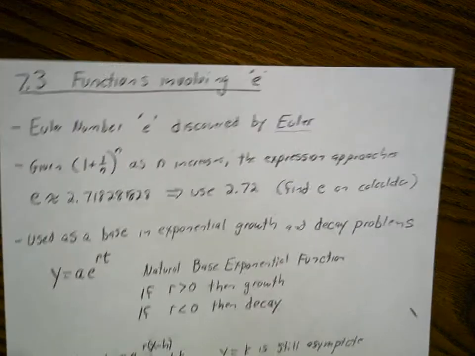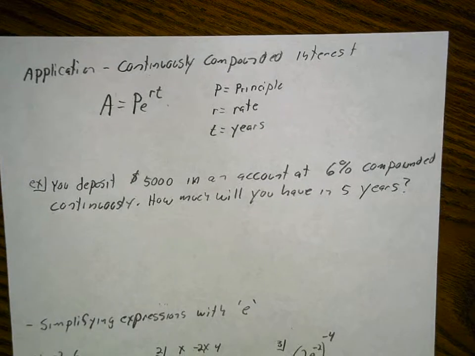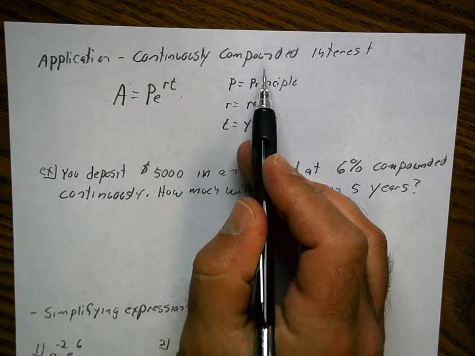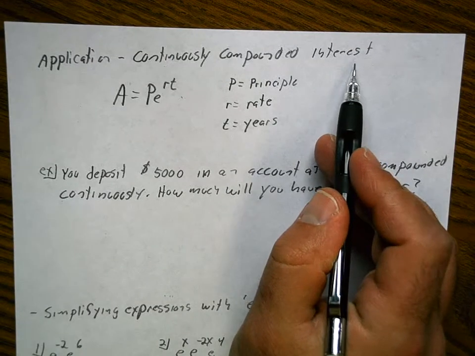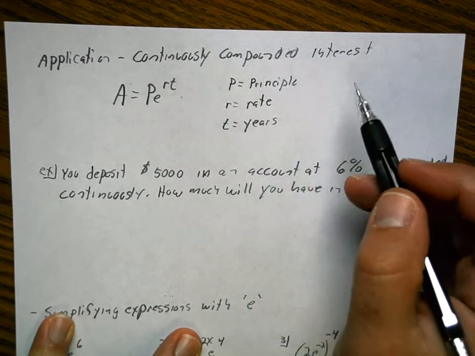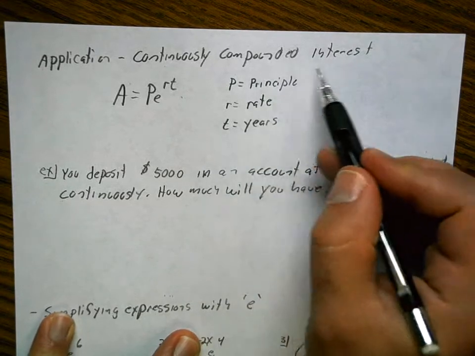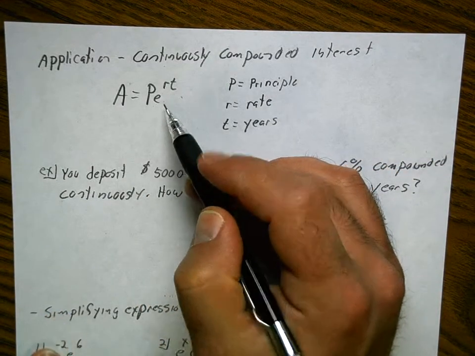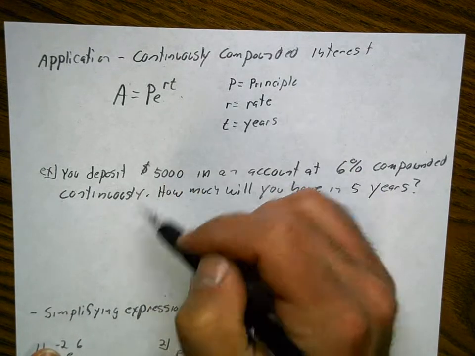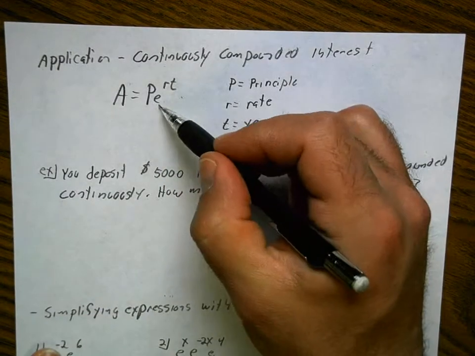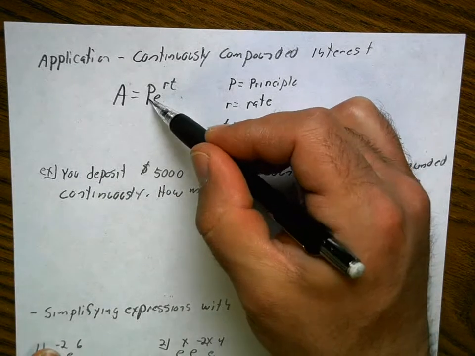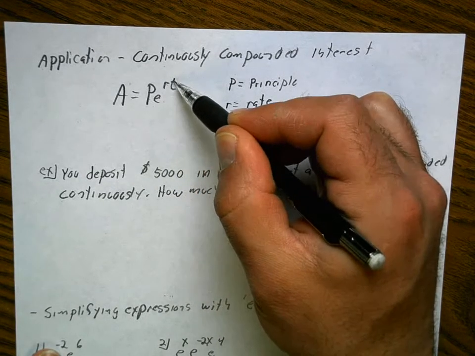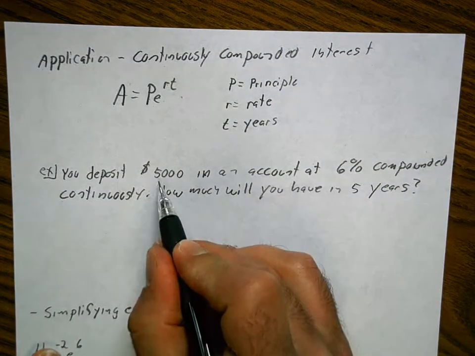Okay, so let's look at one quick application of e. It is the formula for continuously compounded interest. That's different than compounded daily. This is continuously compounded. Here's the formula, P e to the rt. It's a fairly easy one to remember if you remember the word PERT. rt is the exponent. P is my principal, e is just a number, r is my rate, t is my time.